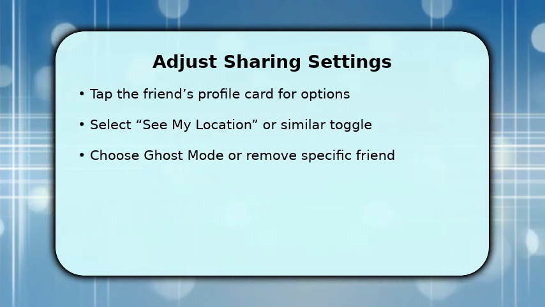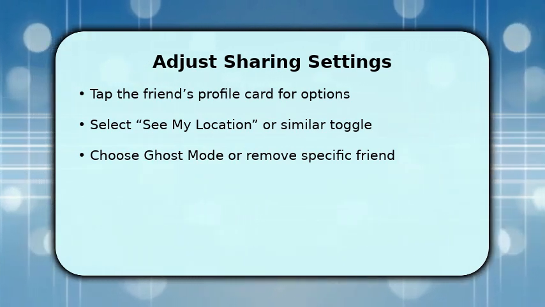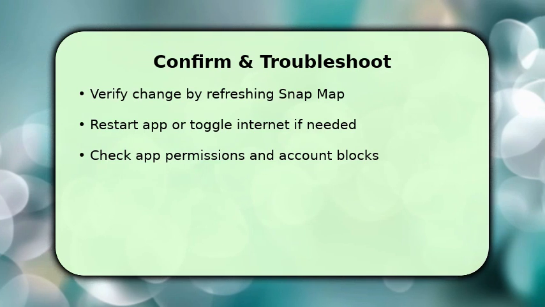Finish by refreshing Snap Map to confirm your location is no longer visible to that person. You should not see their access marker.